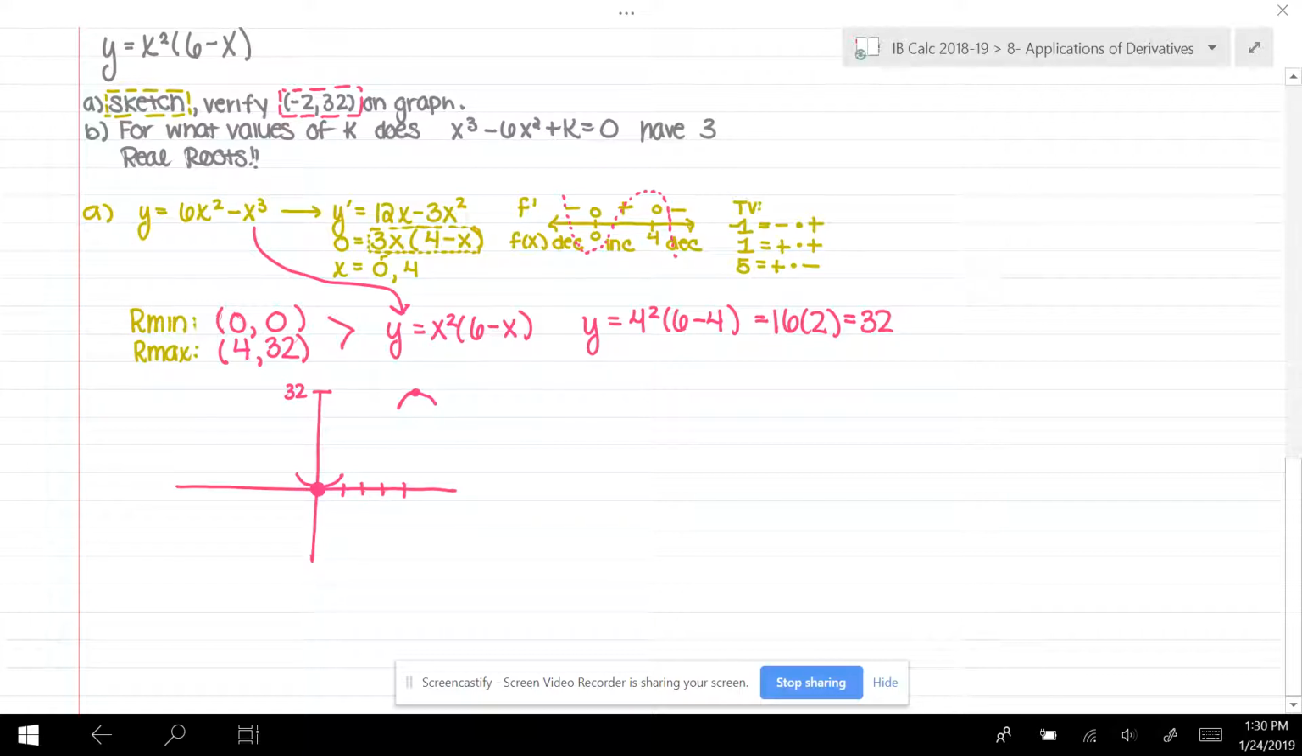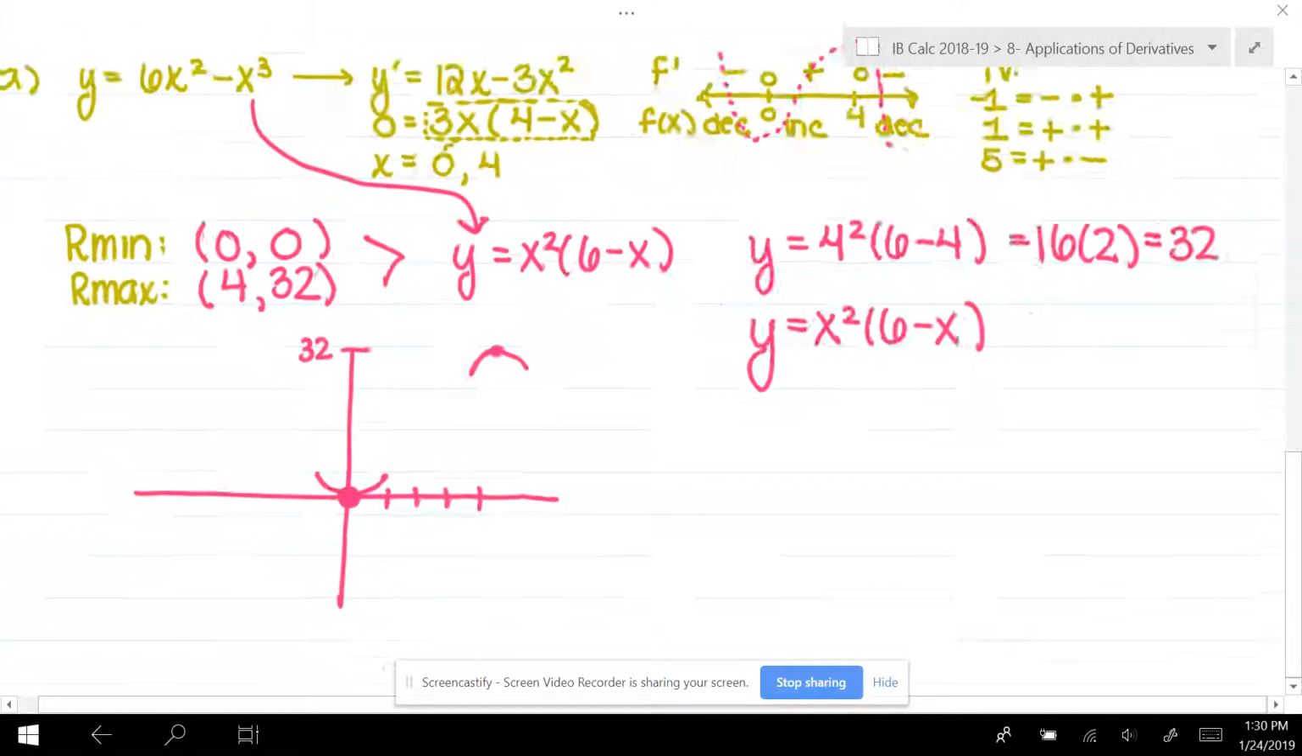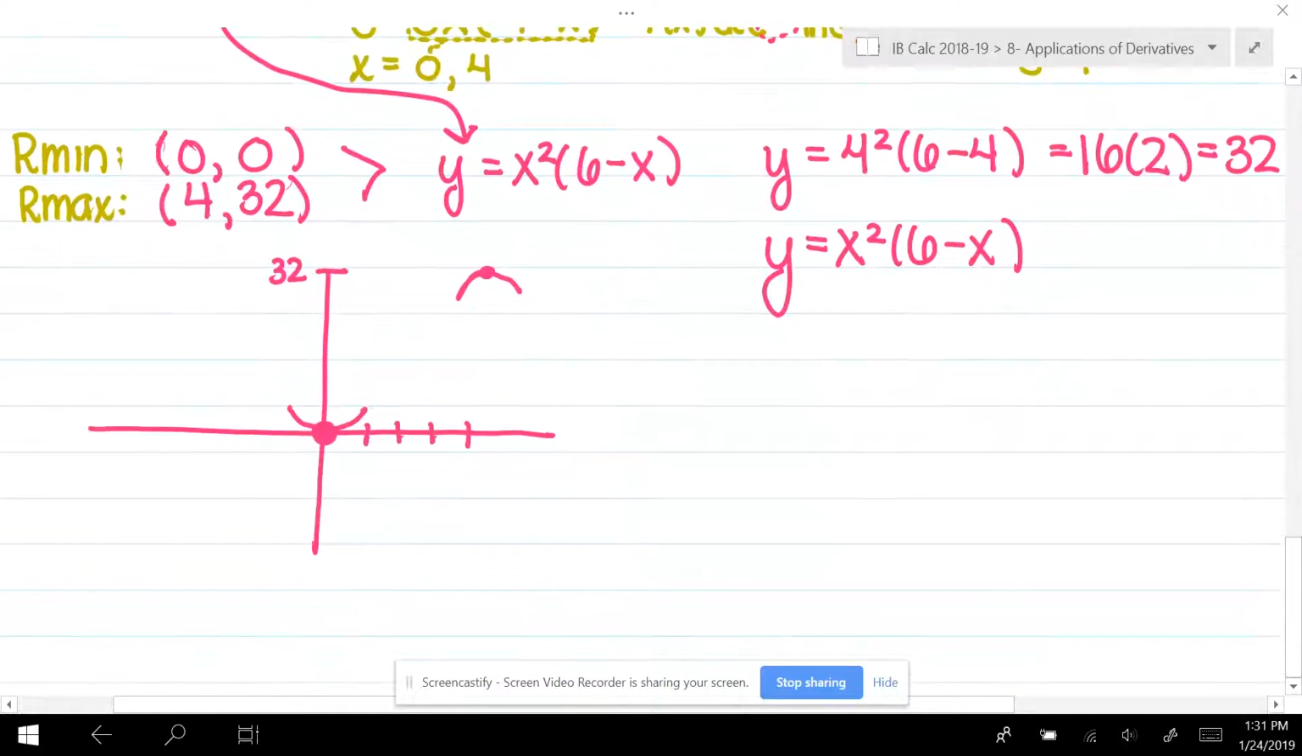What are some other things that would be useful if I'm trying to graph this function y equals x squared minus 6x? I don't know why I'm rewriting it. It's already there. X squared times 6 minus x. What are some other points? Well, I already have the y-intercept.